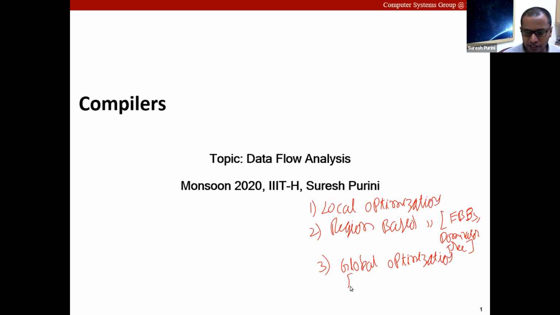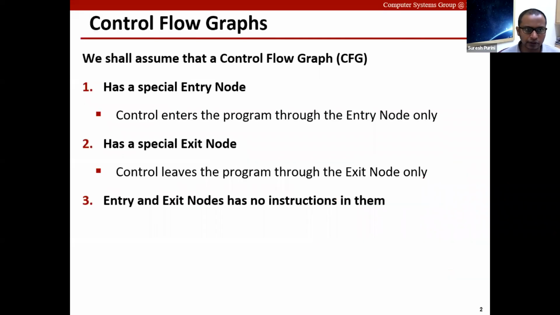And these global optimizations, they are also called intra-procedure optimizations. That is, they work within the scope of a function or a procedure. So here they work at basic blocks. So here we work at control flow graphs. This is where we work. So we take a function and we construct a control flow graph associated with that function.